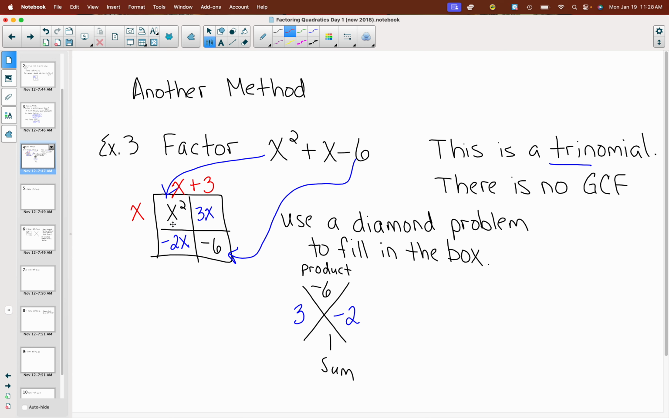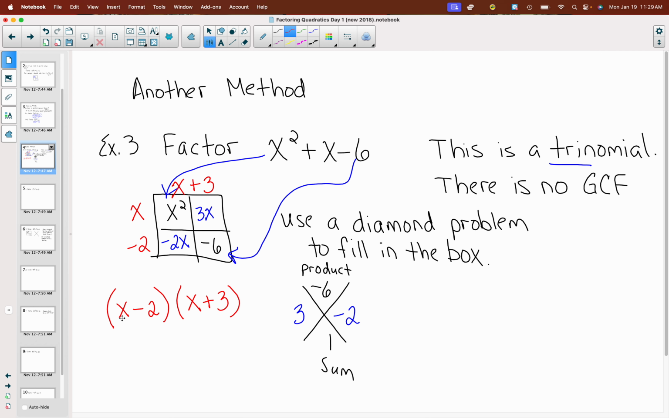What do I multiply x by to get a negative 2x? A negative 2. And then check the last box. 3 times negative 2 is negative 6. So my answer, when I'm asked to factor this, I would write x minus 2 times x plus 3. This would be my answer in factored form. If you multiply this together in a box or FOIL it, you'll get x squared plus x minus 6.